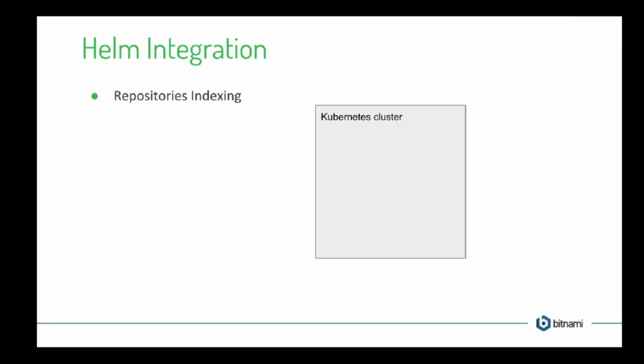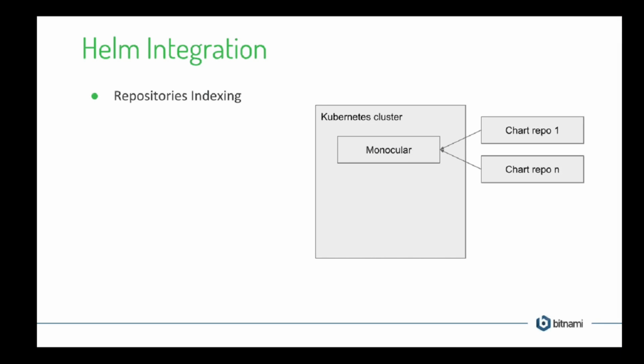But I would like to stop and zoom out a little bit to explain what kind of integration Monocular has with Helm. So I have already introduced the notion of Monocular ingesting repositories. So this is what I'm trying to show here. We have a Kubernetes cluster that has an instance of Monocular. And this instance of Monocular is ingesting from two repositories. But there is more.